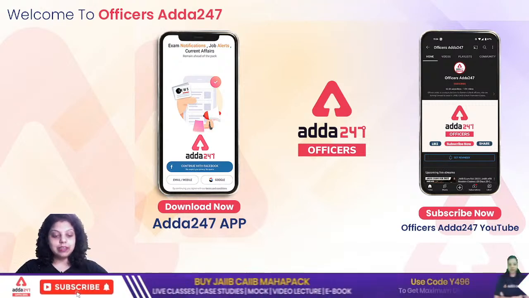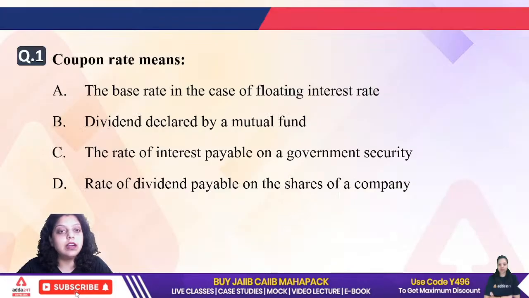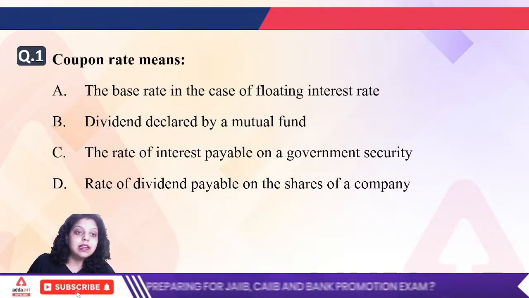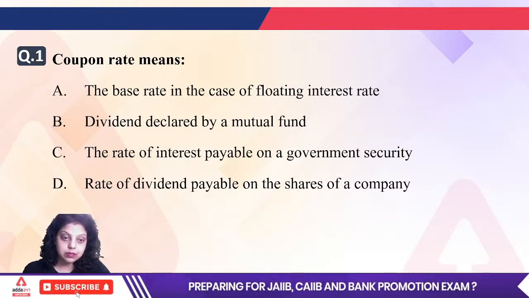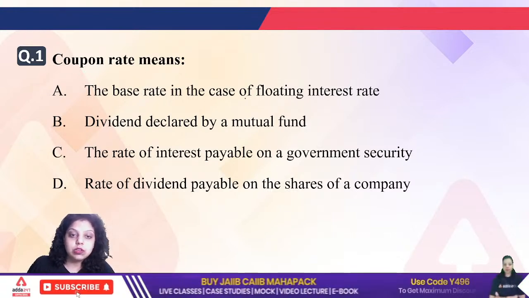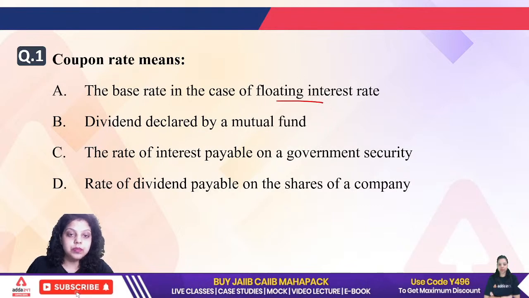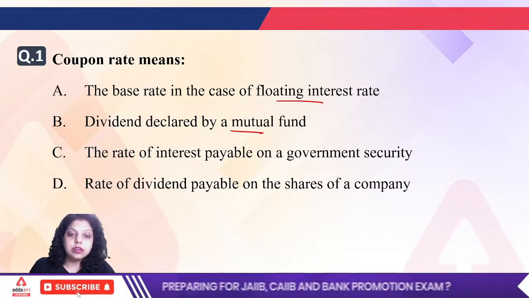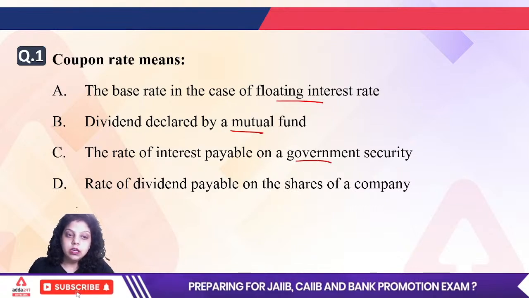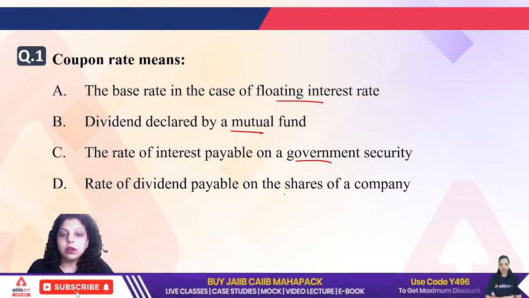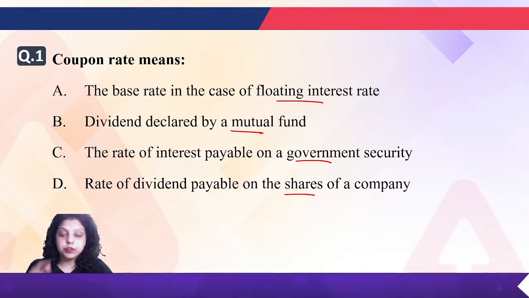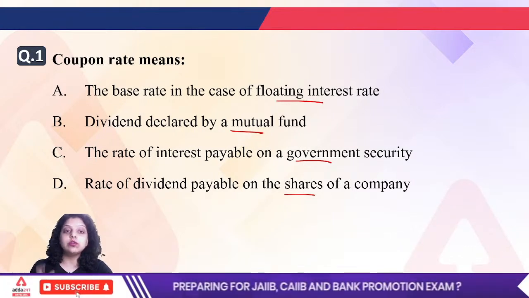Okay, so let's start. Everything is okay. Let's start with the first question, which is related to the coupon rate. It is asking what coupon rate means. First, it is the base rate in case of floating interest rate. Second, dividends declared by a mutual fund. Third, the rate of interest payable on a government security. Fourth, the rate of dividend payable on the shares of a company. Which of the following options is true in context to the coupon rate?